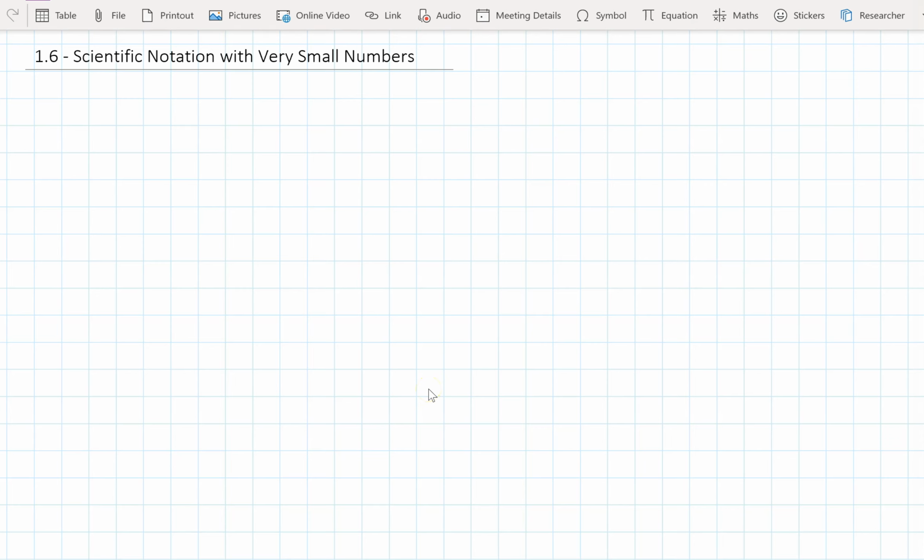Okay, during the last video, we looked at scientific notation with very large numbers. Now we're going to go the opposite and look at scientific notation where we have very small numbers. Firstly, what do I mean by a very small number? What I mean is a number x that is between 0 and 1.